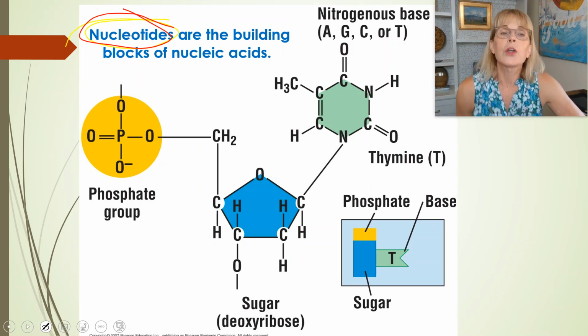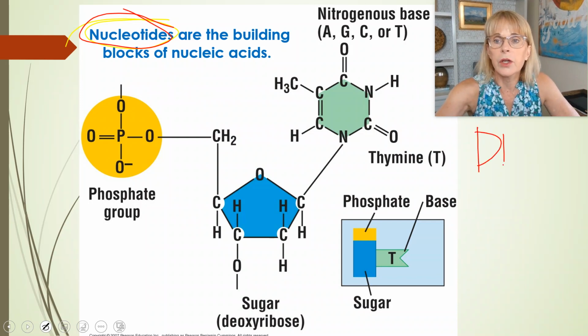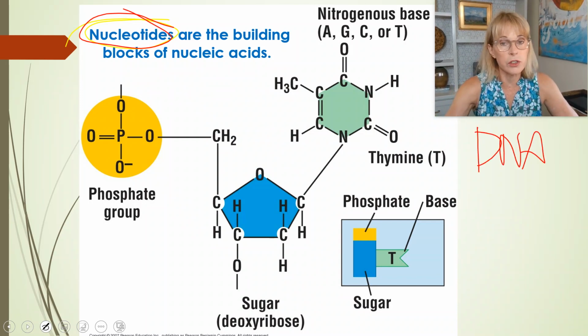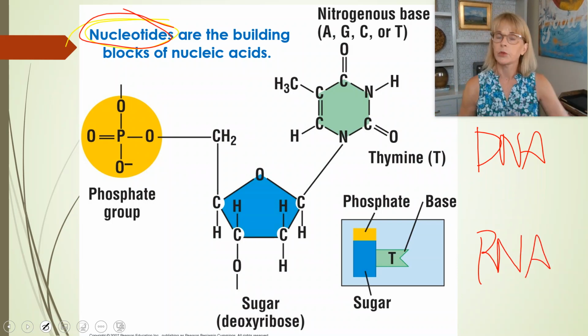All right. So nucleotides are the monomers that make up nucleic acids. And there are two basic types of nucleic acids. There is DNA that we've already started talking about. Later on, we will talk about RNA. Great. Every nucleotide is made out of three things.